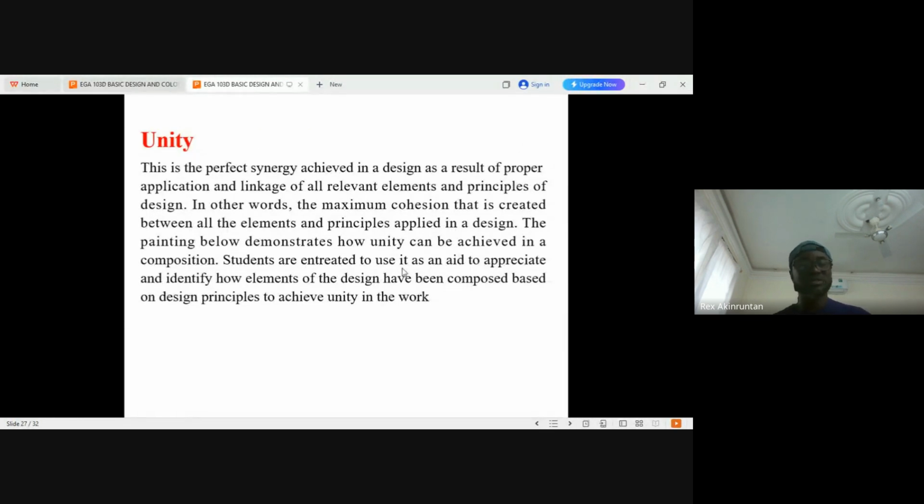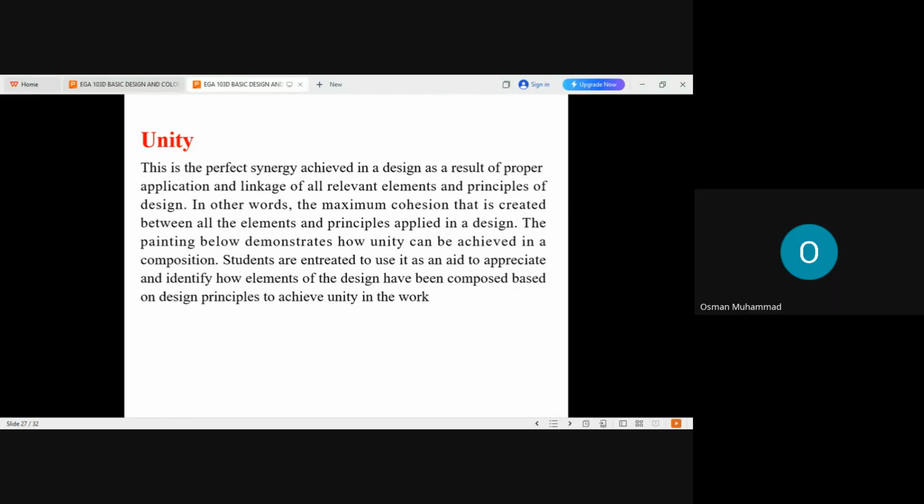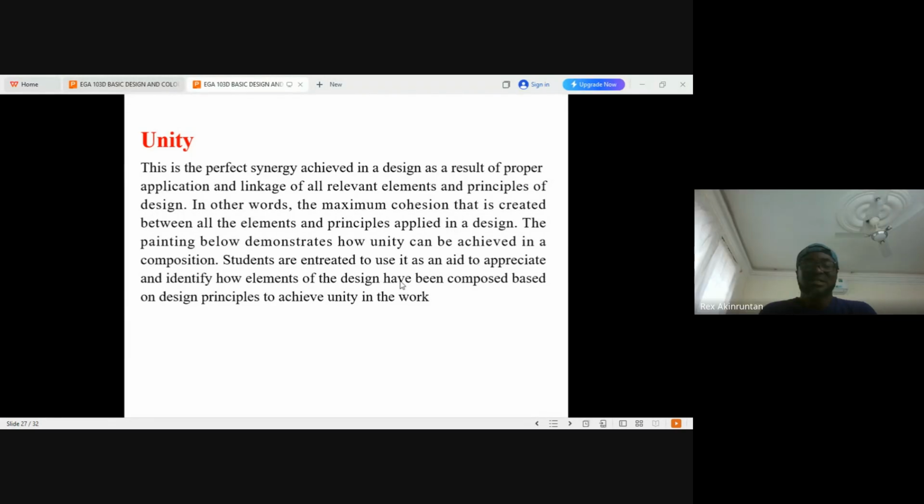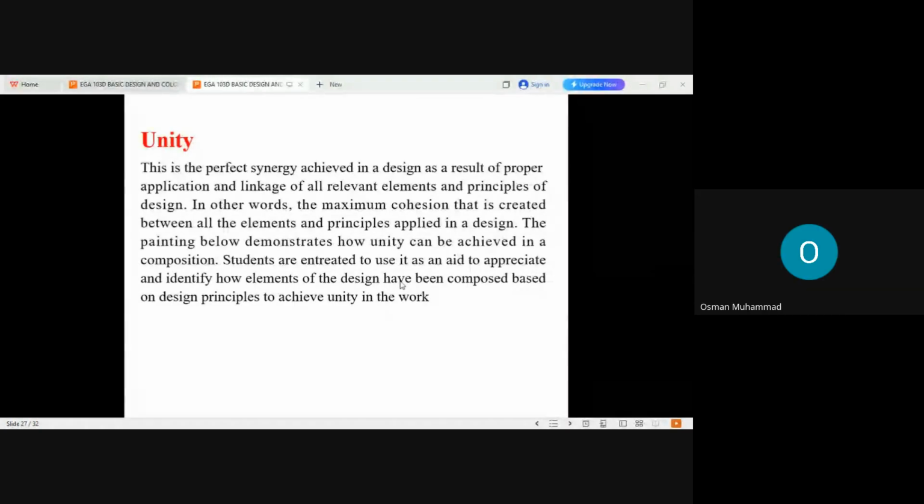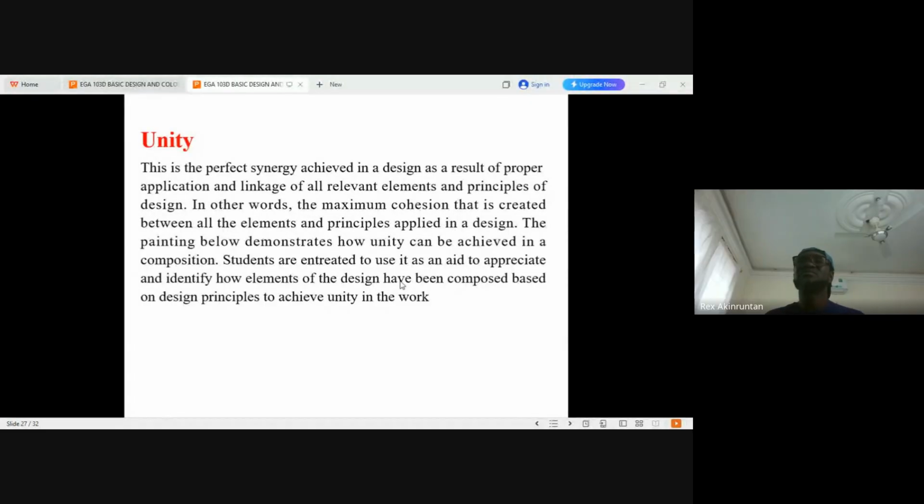Yes, sir. I'm listening. Does brightness have an effect on contrast? Does what? Brightness have an effect on contrast? When you say brightness, you have not related it to anything. Is it brightness in terms of color or what? Yes, please. Okay, fine.